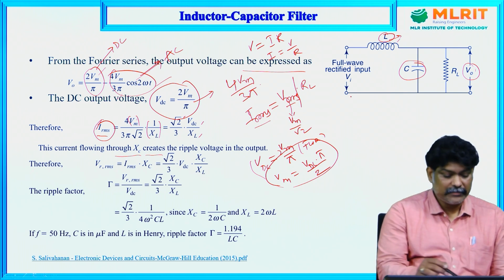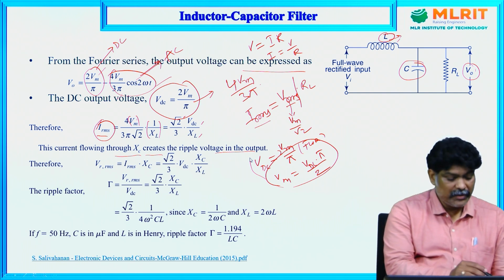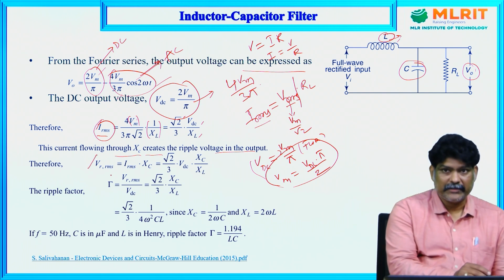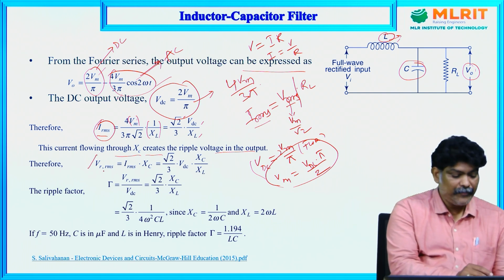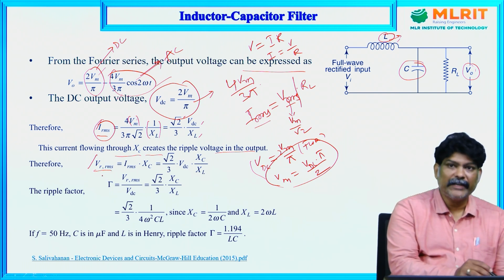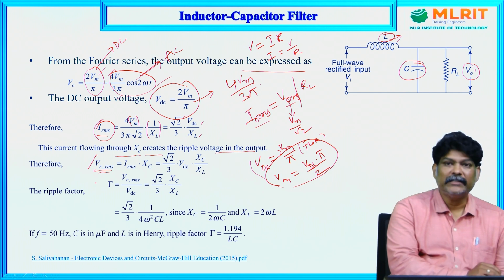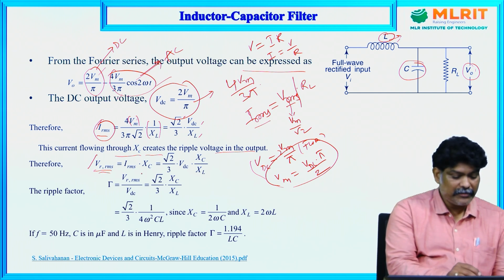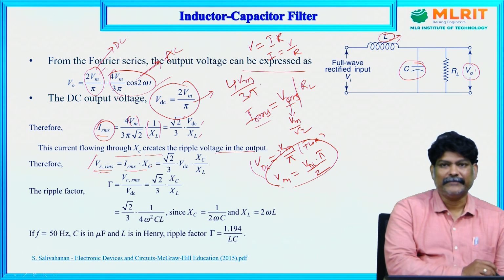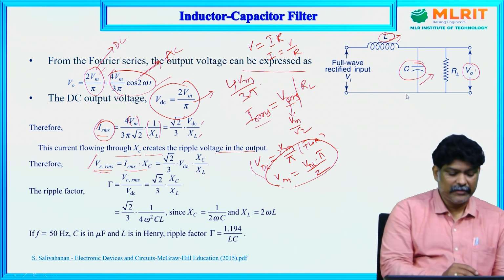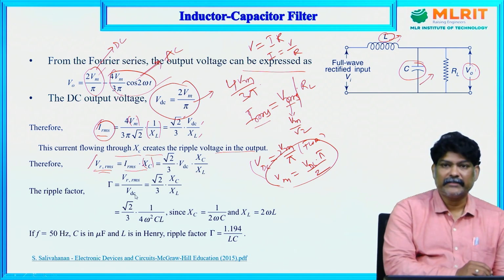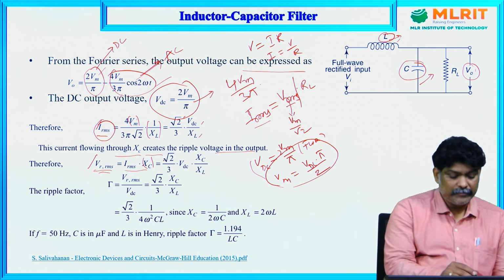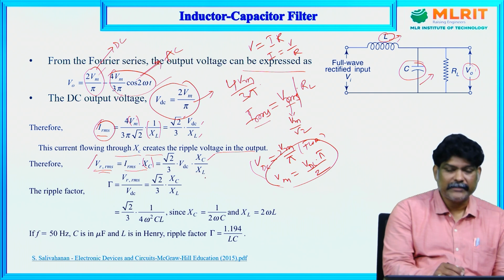So this current flowing through the capacitor XC creates a ripple voltage in the output. Therefore VRRMS, that is the AC component, the root mean square value of the AC component present in the output. So VRRMS is equal to IRRMS into XC, where XC is the reactance of the capacitor. So we can write root 2 by 3 VDC into XC by XL.